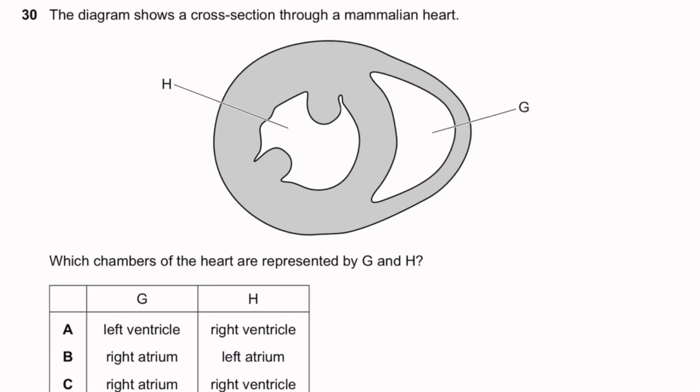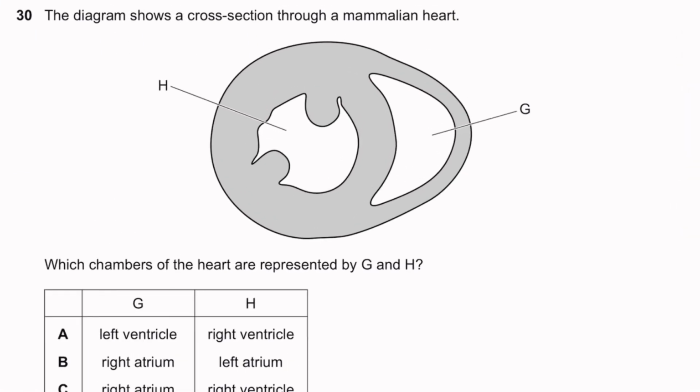The diagram shows the cross-section through a mammalian heart, and which chambers of the heart are represented by G and H? So okay, let's look at the mammalian heart over here. So here, this is the left ventricular wall because it's extremely thick, and then here we have the right ventricle. So we can say the right ventricle is G, the left ventricle is H, so the answer is D.